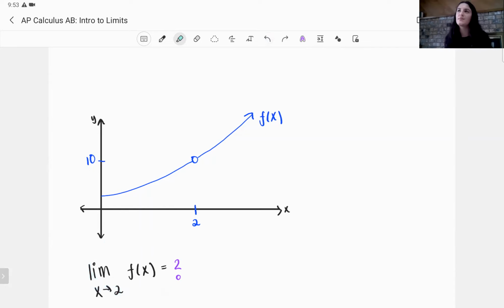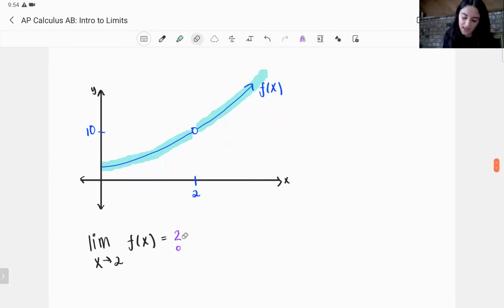Let's figure that out. They're asking, when x gets close to 2, what does y get close to? Well, if I start right here and trace my function, as I'm getting close to an x value of 2, it looks like y is getting close to 10, because that spot is around a y value of 10. And then same thing, if I trace my function from the right, as x approaches 2, it looks like y is also getting really, really close to 10. So actually, the answer to this problem is 10. Our limit is equal to 10.